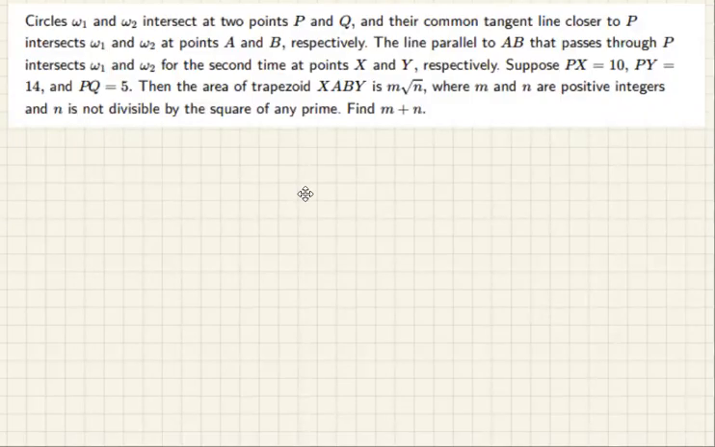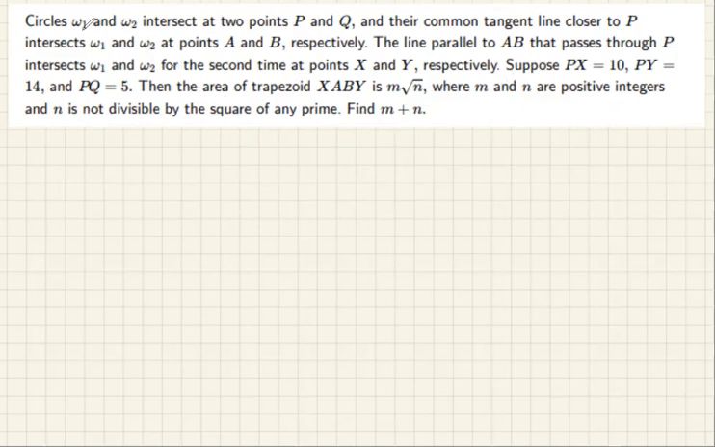Hello, everyone. So we have another AIME problem. This is 2023 AIME 2, number 9. It's a really nice geometry problem. Actually, we are going to see how important the power of a point is in this problem one more time.